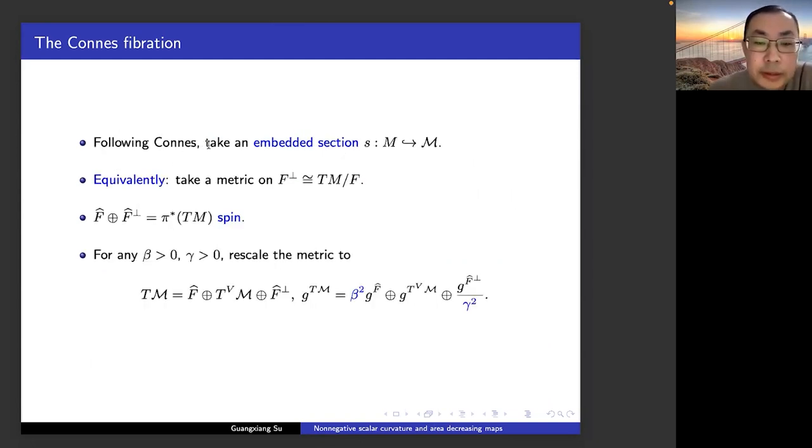Then for the course, we take an embedded section. By definition, we take a metric on the F orthogonal, also the transversal space. Since in the theorem we assume M is spin, F hat plus F hat orthogonal is also spin. Then we introduce the restricted metric in this way. In the metric on the lifted foliation, we rescale by beta squared. And in the F orthogonal, we rescale in this way.